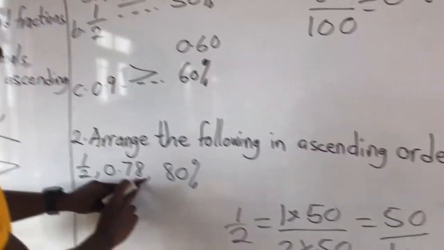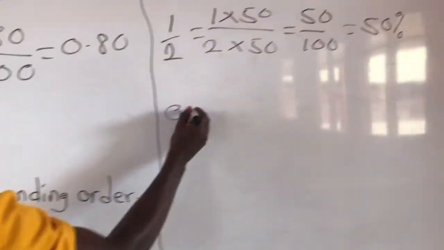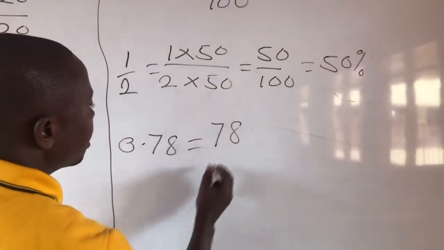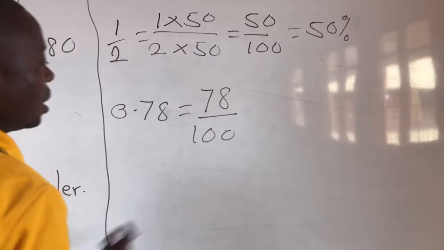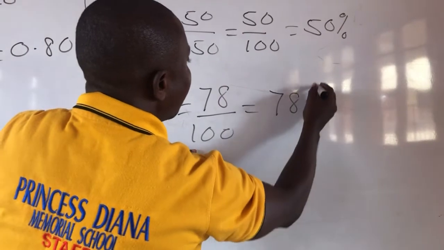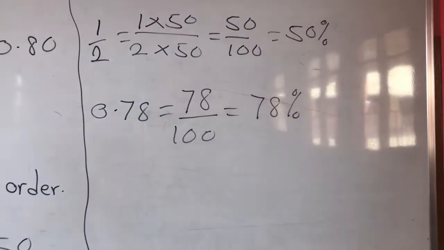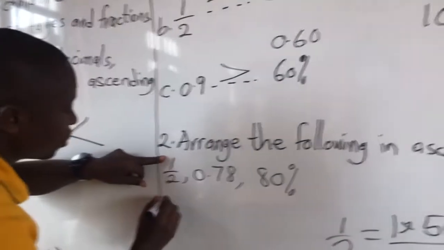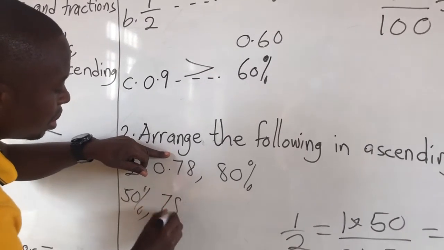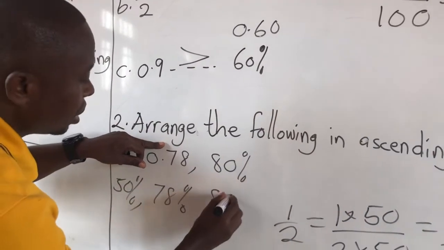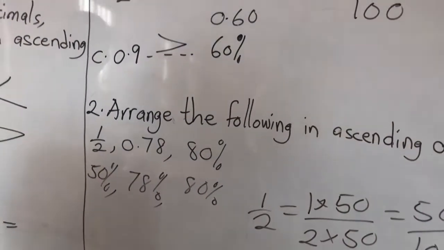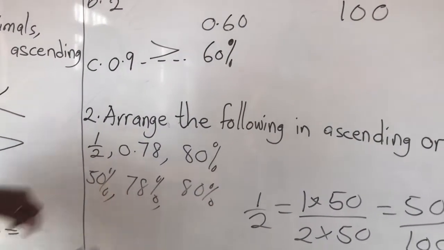We change it to a percentage. So this 0.78 will be equal to 78 over 100. Since it's over 100, it's already in percentage. So this will give us 78%. Now our 1/2 here is 50%. Then 78% and 80%. Now we are asked to arrange this in ascending order, that is from the smallest to the biggest.